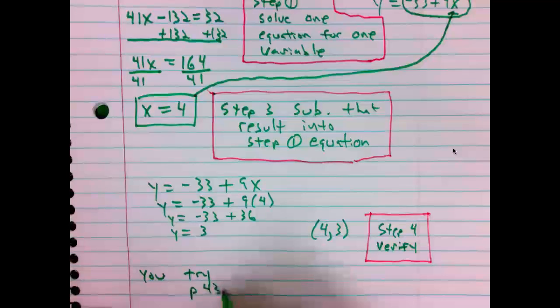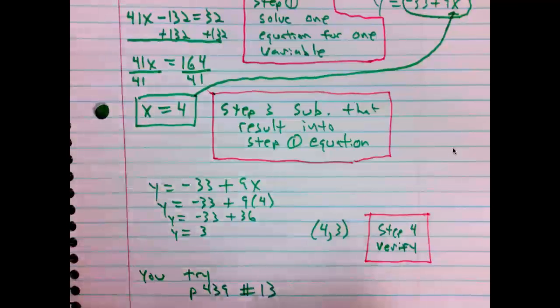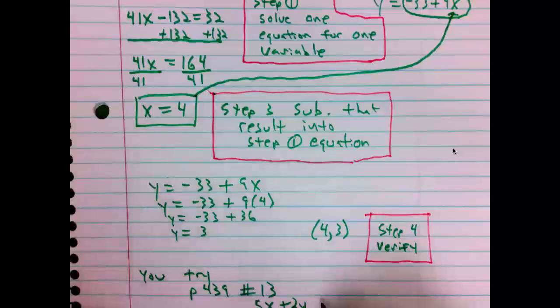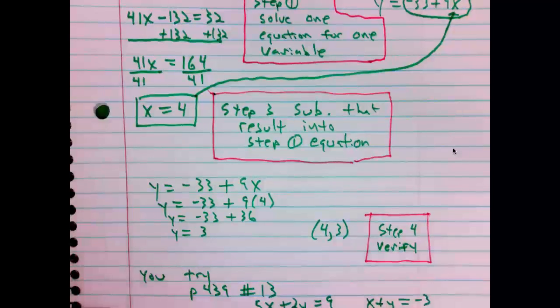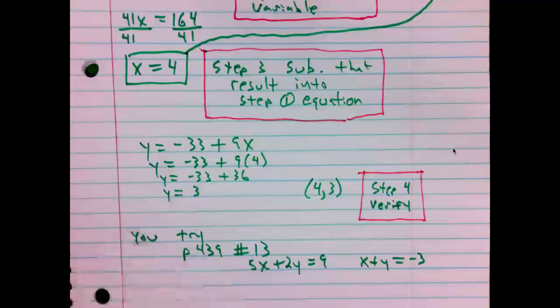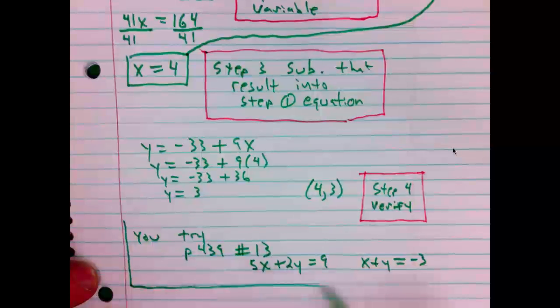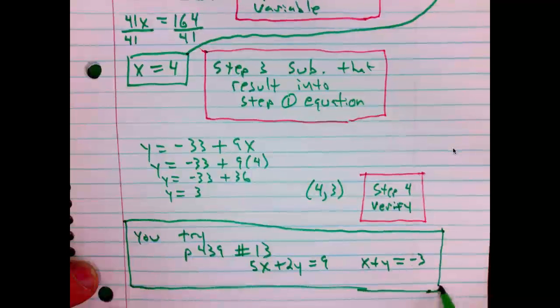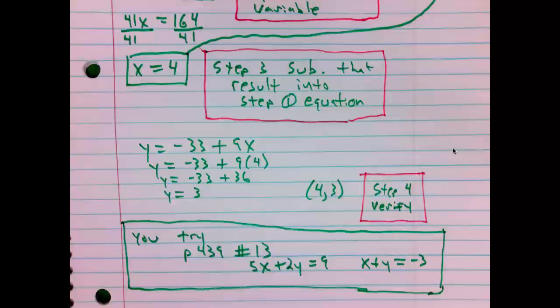Page 439, number 13 says 5x plus 2y is 9, and separately x plus y is negative 3. I'm writing them in this fashion so that we can operate underneath them. This problem is in the back of the book. It's circled in red. That means it's in the back of the book worked out. So if you're struggling, you can refer to the page in the back of the book.